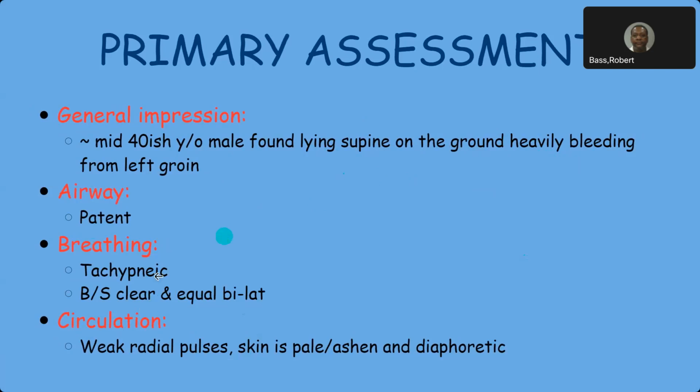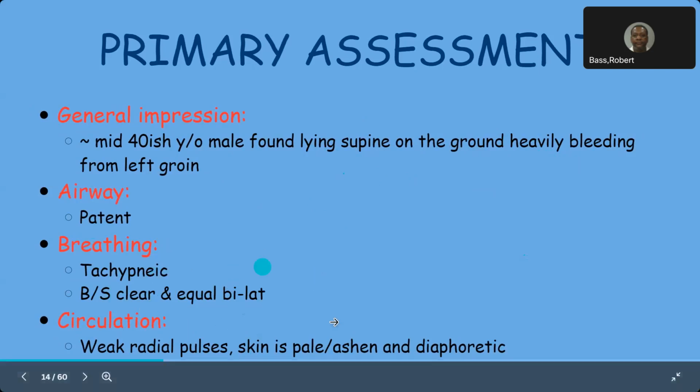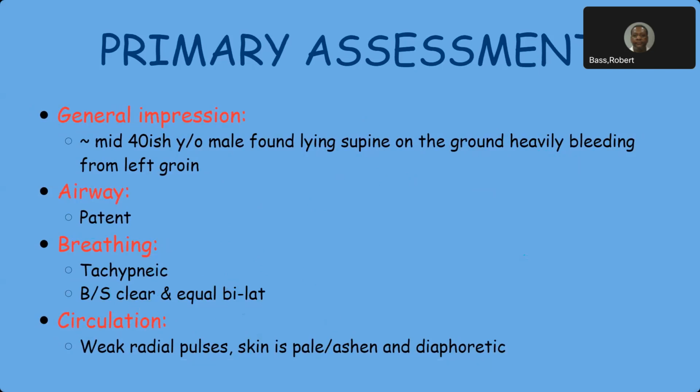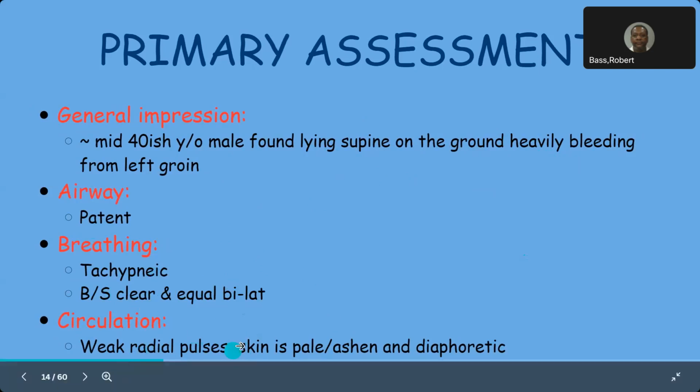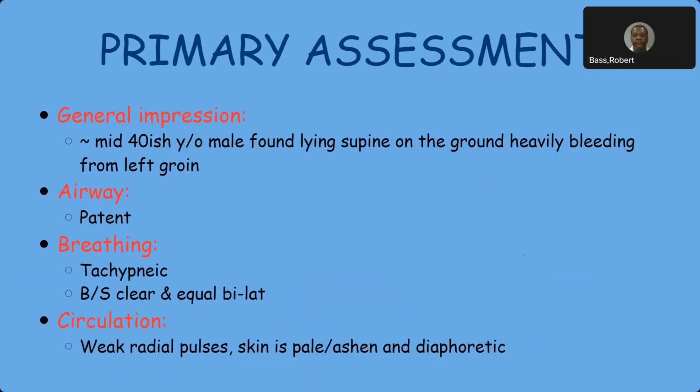We noted that he is tachypnic, no abnormal breath sounds, but he's telling us a story. Once we get to circulation, we are evaluating that person's circulatory system. And we've identified that this patient has weak radial pulses, that his skin color is definitely off, which isn't norm. So he's telling us a story. He's telling us, or telling me right now, that he is in bad shape. So this patient is unstable.